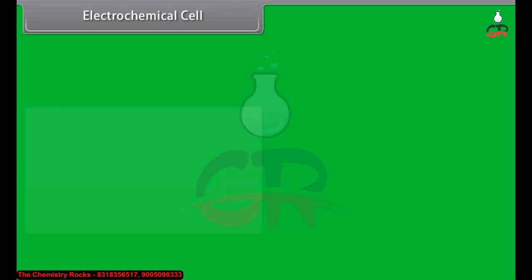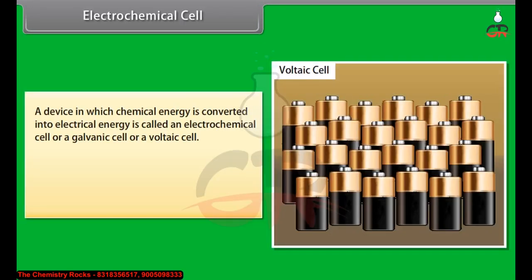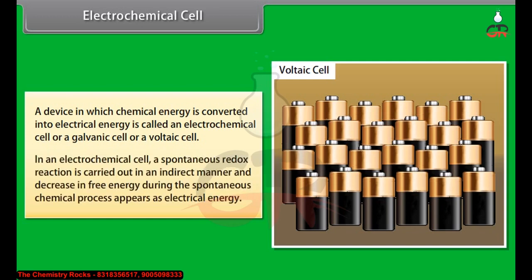Electrochemical cell. A device in which chemical energy is converted into electrical energy is called an electrochemical cell, or a galvanic cell, or a voltaic cell. In an electrochemical cell, a spontaneous redox reaction is carried out in an indirect manner, and the decrease in free energy during the spontaneous chemical process appears as electrical energy.